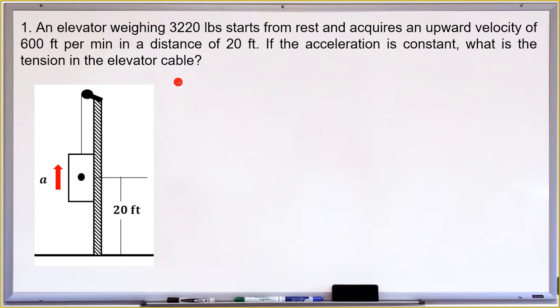An elevator weighing 3,220 pounds starts from rest and acquires an upward velocity of 600 feet per minute in a distance of 20 feet. I have here a figure for you to visualize what is happening in this problem. If the acceleration is constant, what is the tension in the elevator cable?